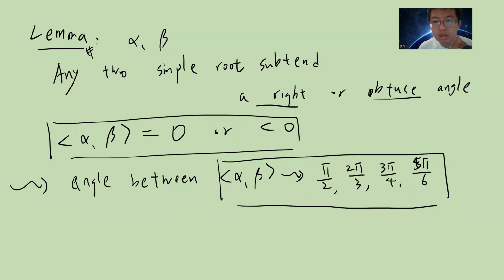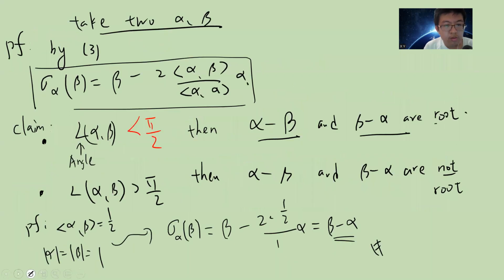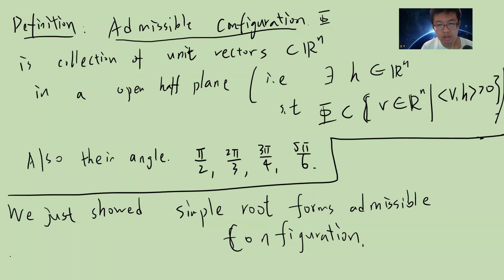Hey, what's up, guys? Okay, so let's keep going with this admissible configuration. Previously I talked about the admissible configuration. An admissible configuration is a set of vectors in R^n that lie in the upper half plane, so there is some hyperplane H such that Phi is a subset of one side of it.